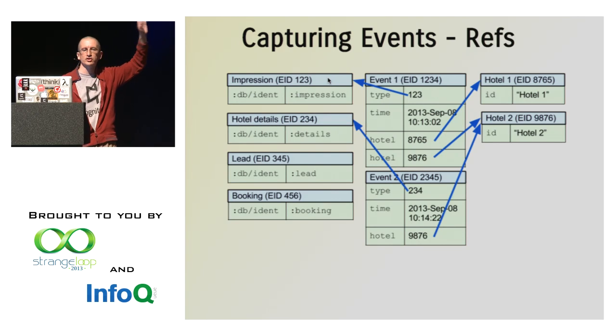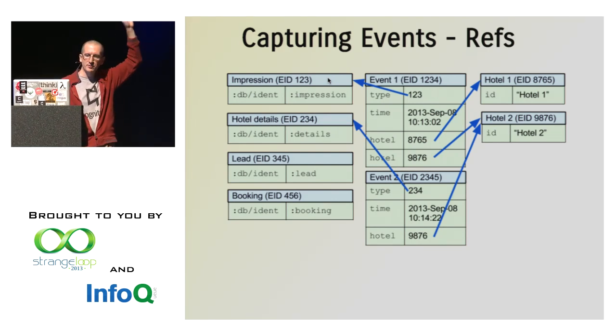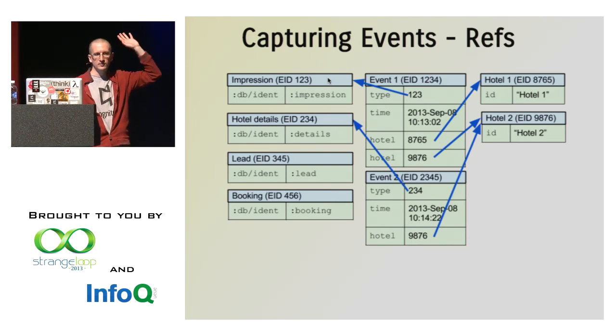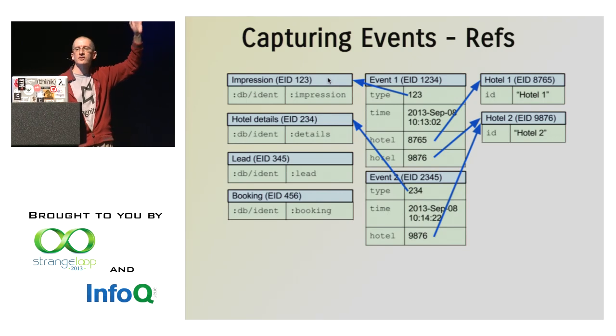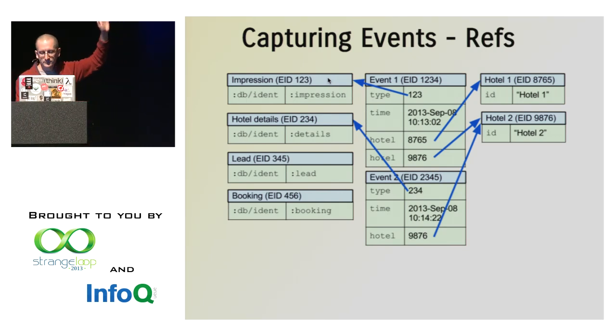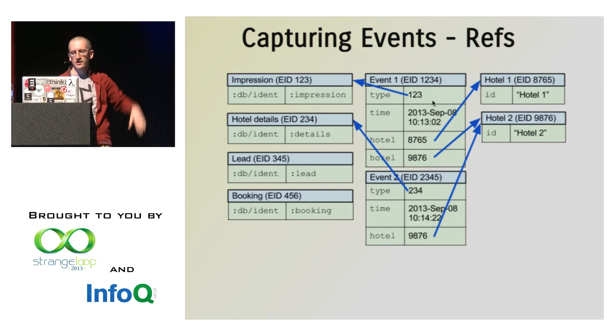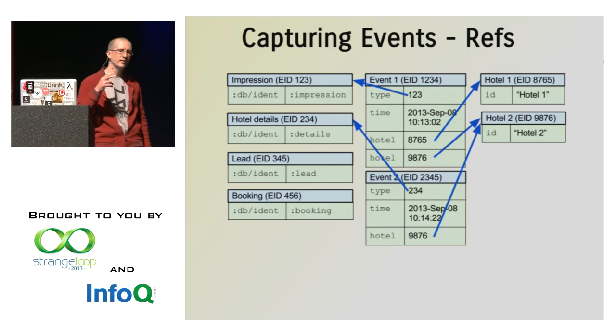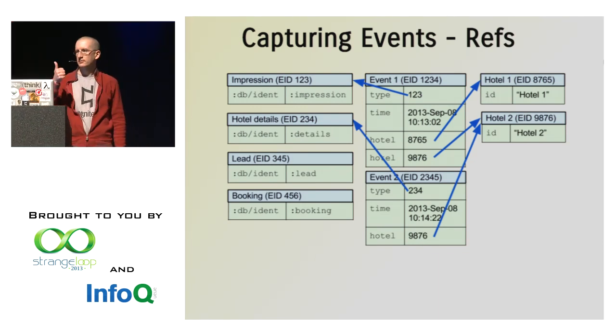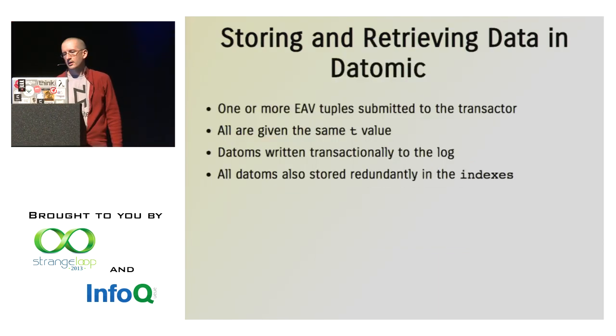This really is essentially the problem we were solving: to capture a whole bunch of events, and the question was, how can you walk back up to this later and ask questions about, say, hotel 8765, how many impressions were there, and to navigate through this graph and get a summary of that data. Right? Good? Cool. All right.